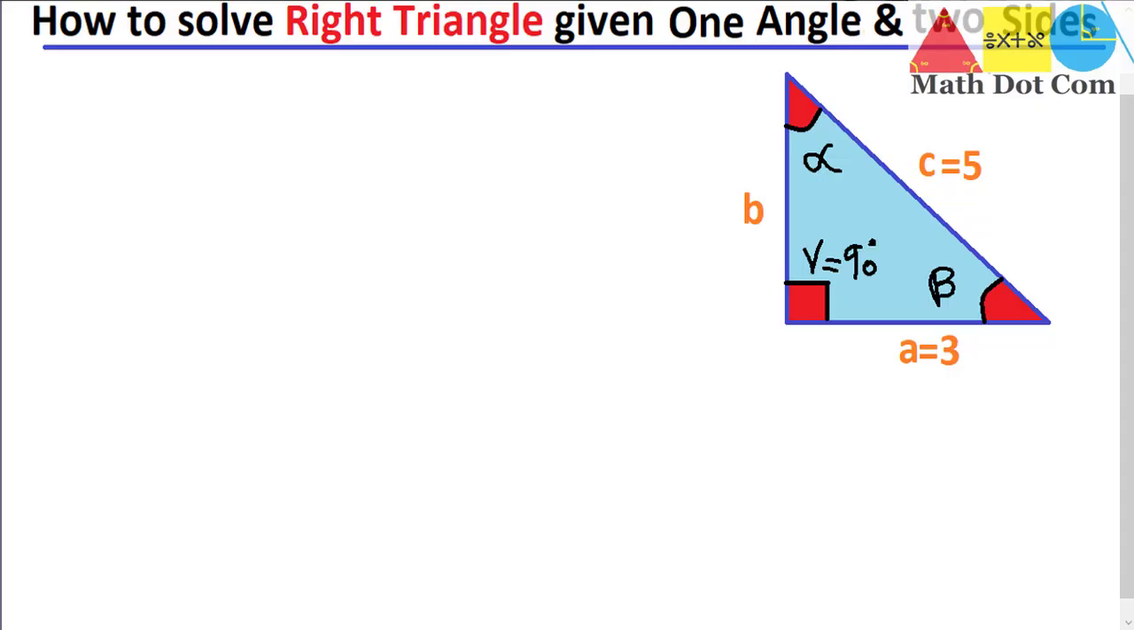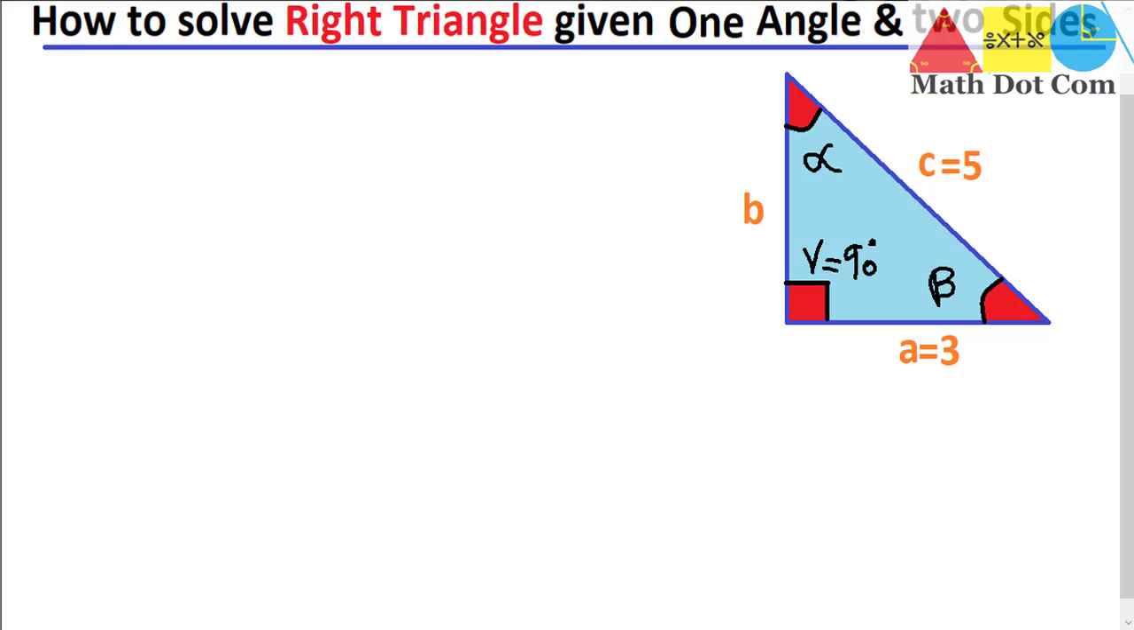Hello everyone, today I am going to tell you how you can solve a right triangle given one angle and two sides. It means you have a triangle with an angle of 90 degrees, that is a right triangle, and you don't know the rest of the angles and you have only the lengths of two sides that are known. So how can you solve that right triangle?